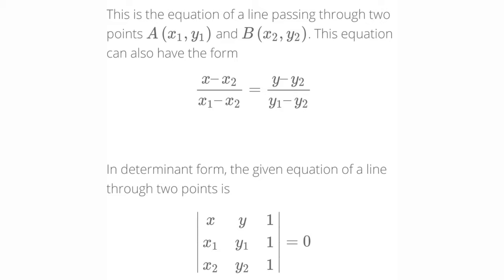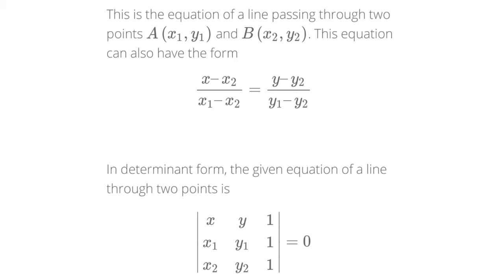Okay, now the equation of a line passing through 2 points. If a line is passing through 2 points, we can directly find the equation of the line by applying the formula (x - x2)/(x1 - x2) = (y - y2)/(y1 - y2). Or you can use the determinant. By using the determinant you can find the equation of the line passing through 2 points.